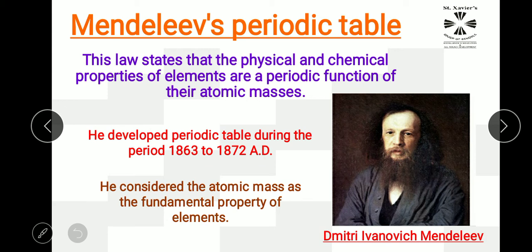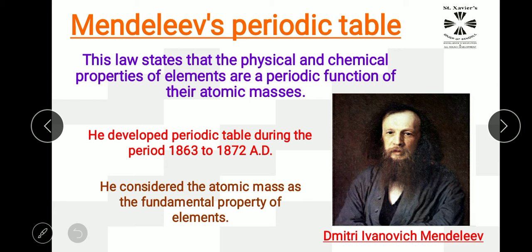Now, when we are talking about Mendeleev's periodic table, this law states that the physical and chemical properties of elements are a periodic function of their atomic masses. That means he said that whatever properties, whether physical or chemical, are going to be repeated.